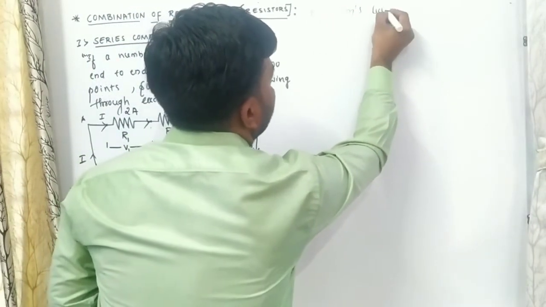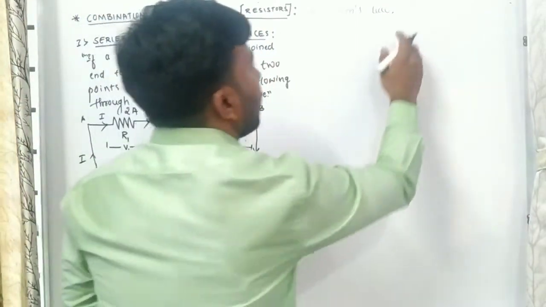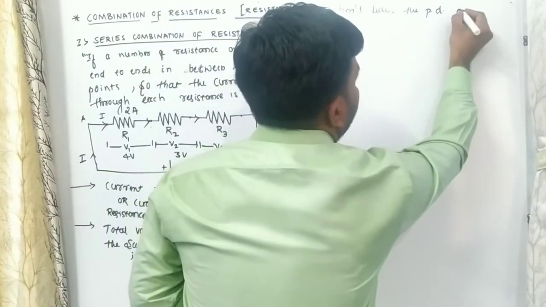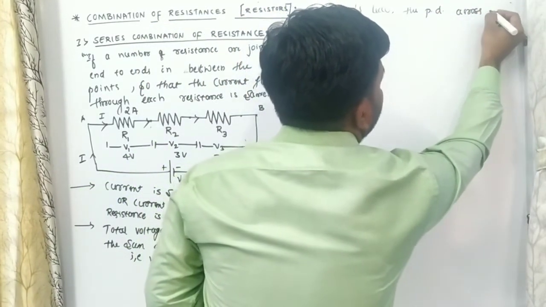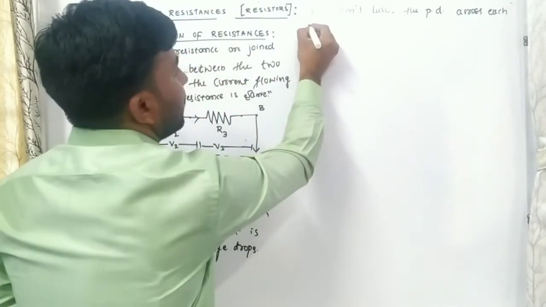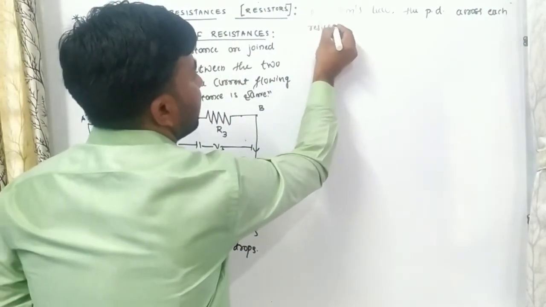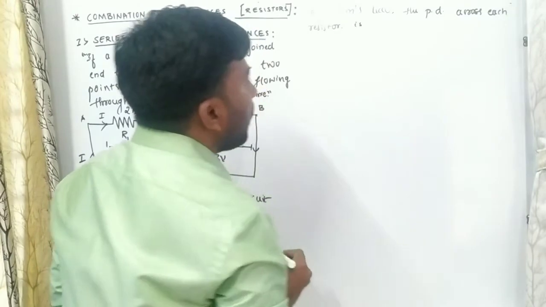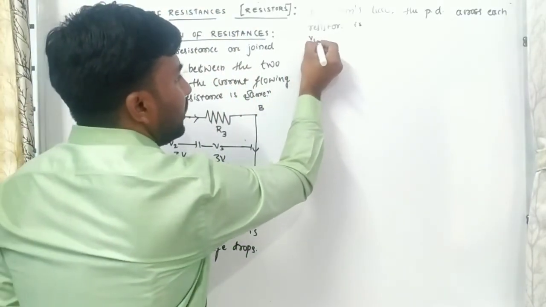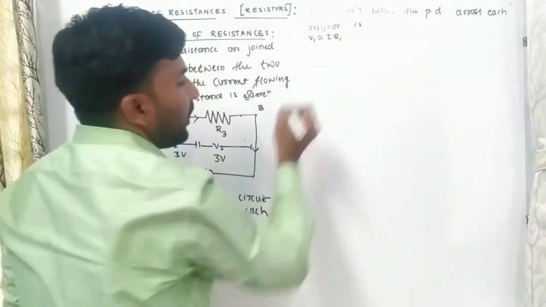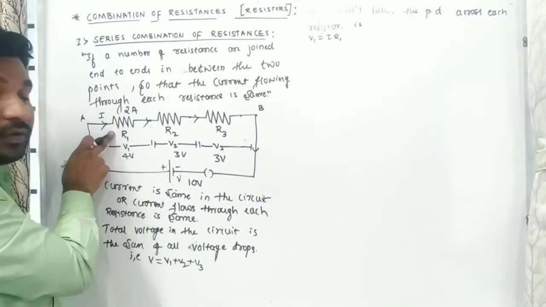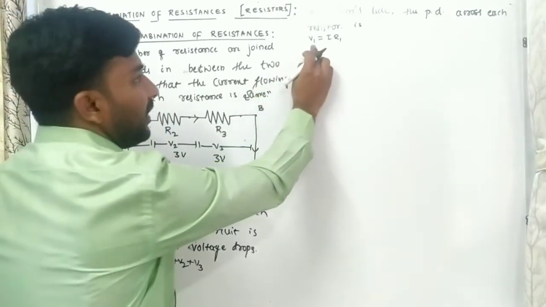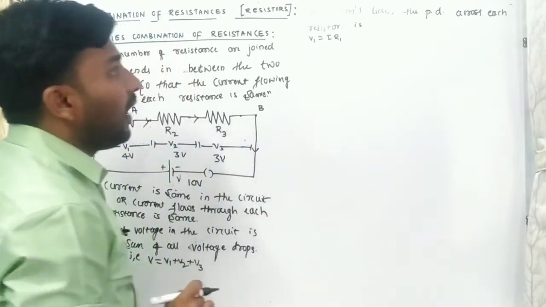By Ohm's law, the potential difference across each resistor is V1 is equal to I R1. I have just applied Ohm's law to the resistor R1. So I can write according to Ohm's law, V1 is equal to I into R1.